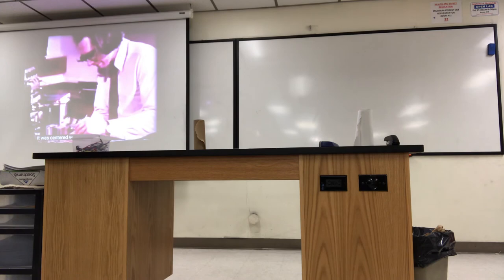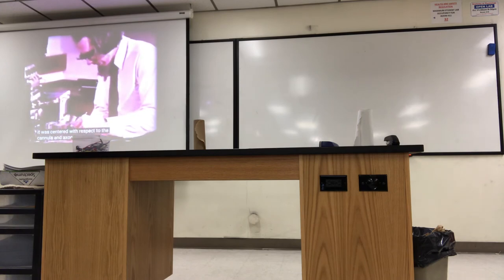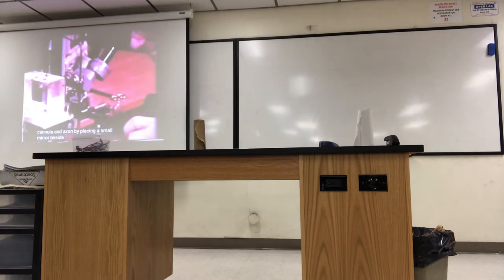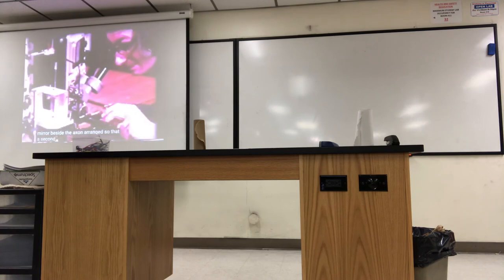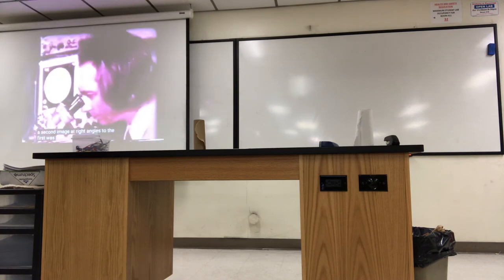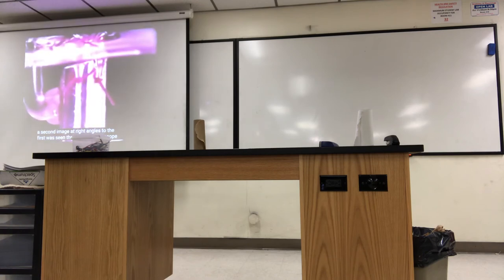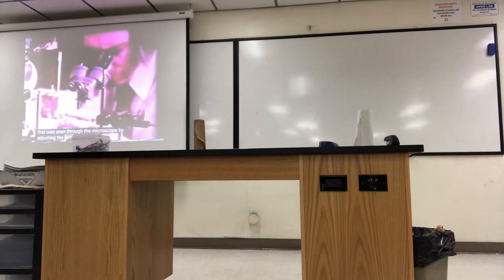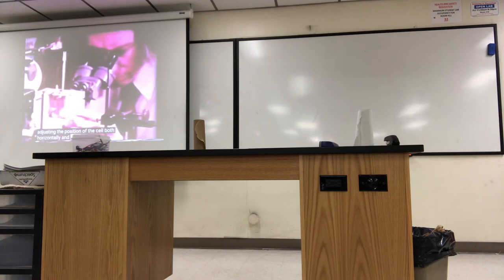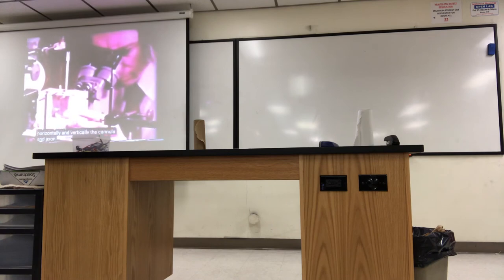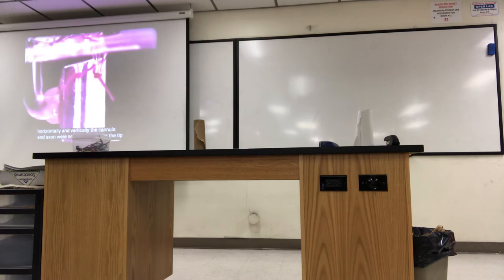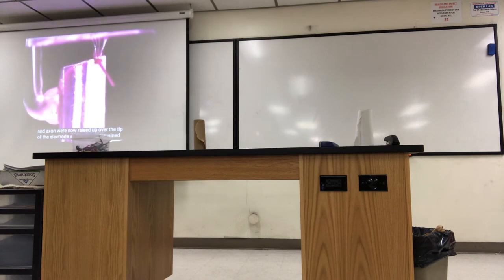It was centered with respect to the cannula and axon by placing a small mirror beside the axon, arranged so that a second image at right angles to the first was seen through the microscope. By adjusting the position of the cell, both horizontally and vertically, the cannula and axon were now raised up over the tip of the electrode, which always remained in the same line of sight.